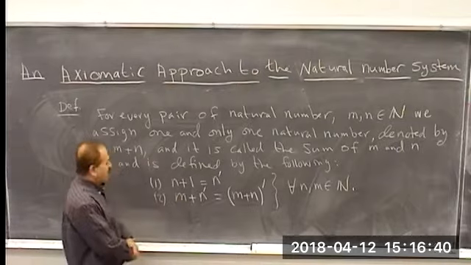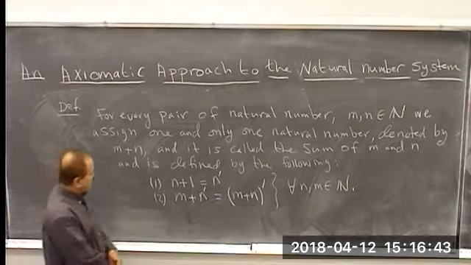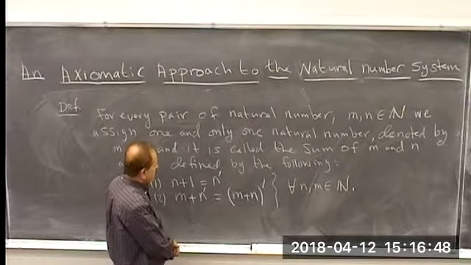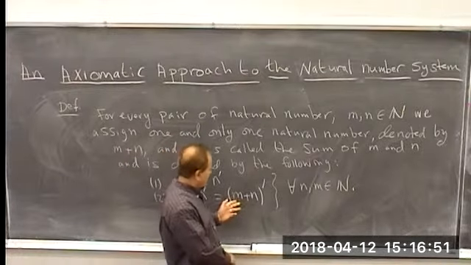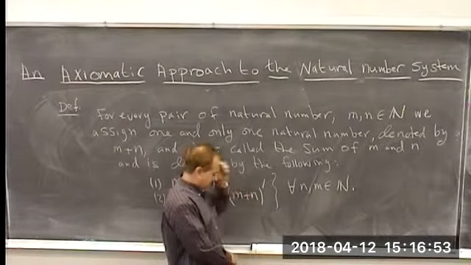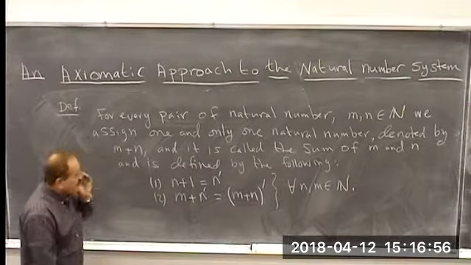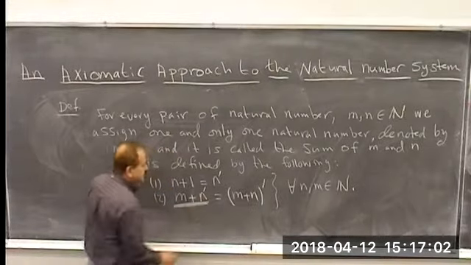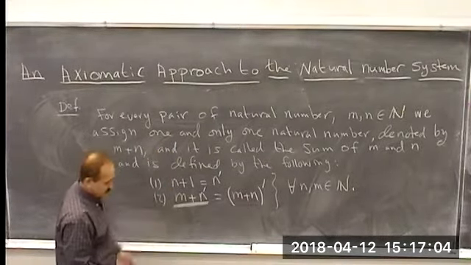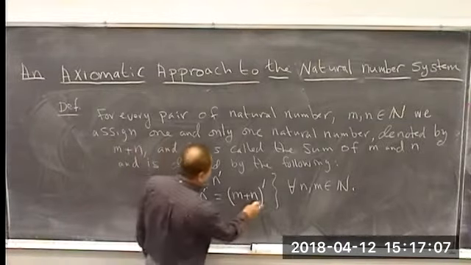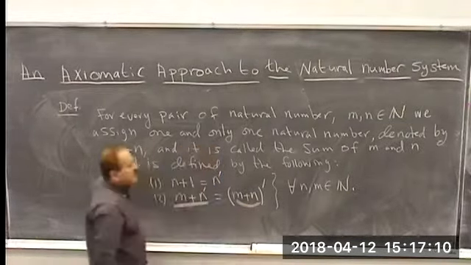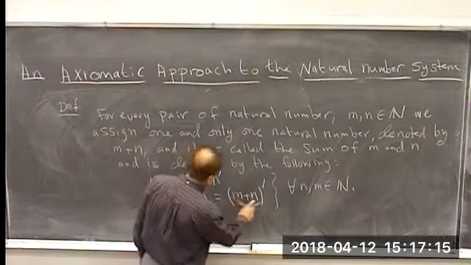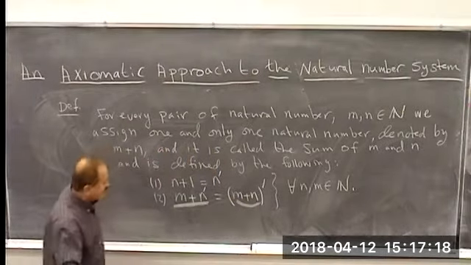The second part says that if you take m and the successor of n, then you could take the successor of the sum m plus n. Now let's see it here. So in other words, we are defining this addition by the successor of something which we already know.